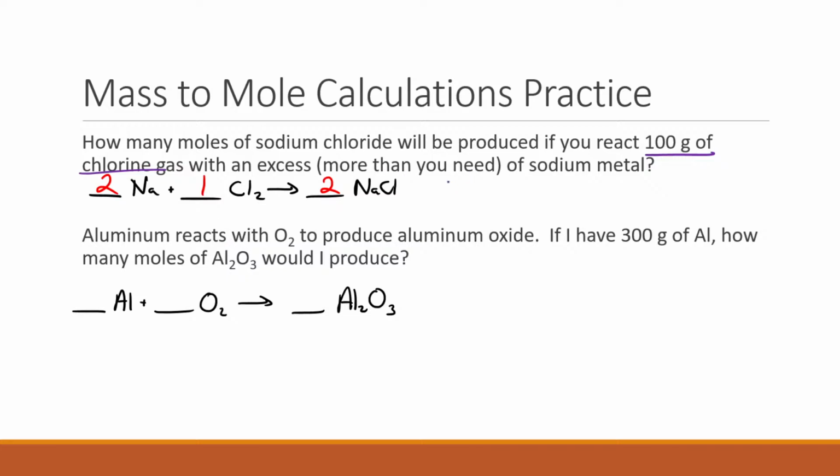If we're going to do anything, we need to find out what chlorine weighs. 35.5 plus 35.5 gives us 71 grams is 1 mole. So 100 grams is something. 71 over 100 equals 1 over x. 71 over 100 equals 1 over 1.4 moles of chlorine gas.